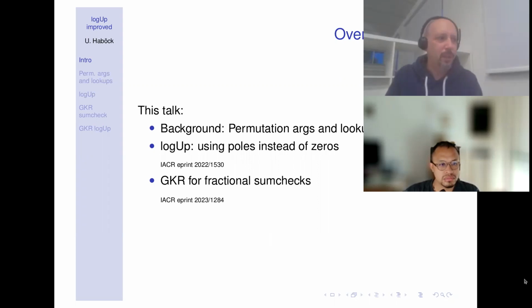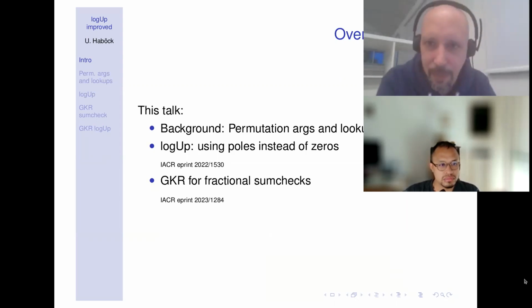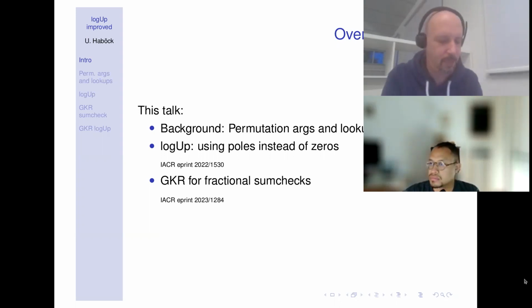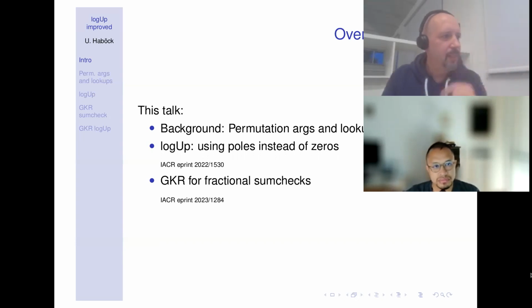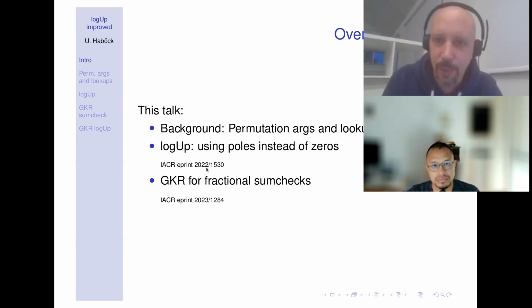So what will the talk be about? First of all, I'll give some context. We will start off with permutation arguments and lookups. Second, I will describe the classical LogUp protocol and what the base principle is. The base principle is very much the same as that of Plookup from Gabizon and Williamson: we use poles instead of zeros. That's the other paradigm, which is very useful in the context of lookup arguments. That's essentially what is covered by the ePrint from last year.